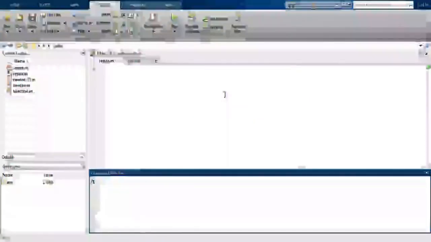Assalamu alaikum students. Today we will study the method of false position. It's MATLAB code, and we use the algorithm of the regula falsi or method of false position.